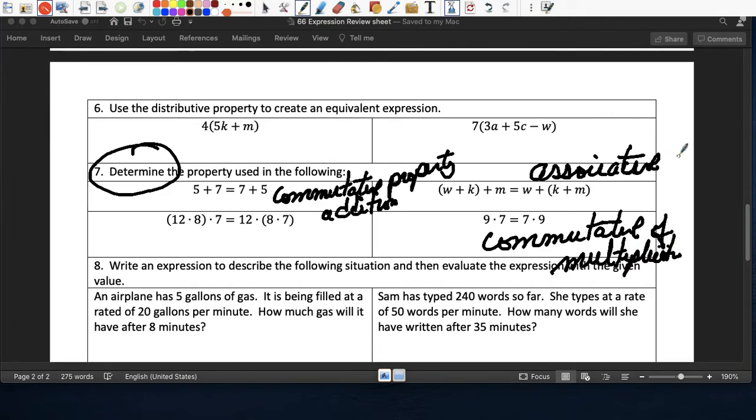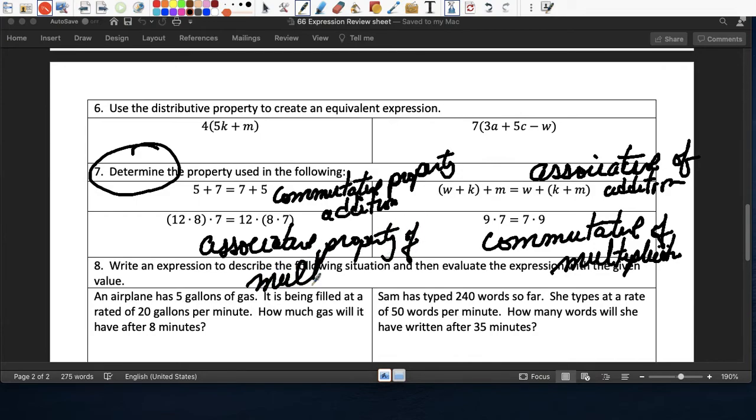This one is the associative property of addition. And this, the de abajo, is the associative property of what? Of multiplication. Multiplication. Okay.